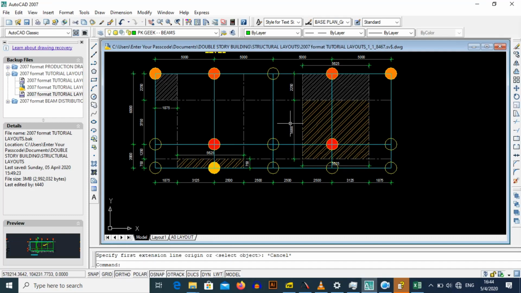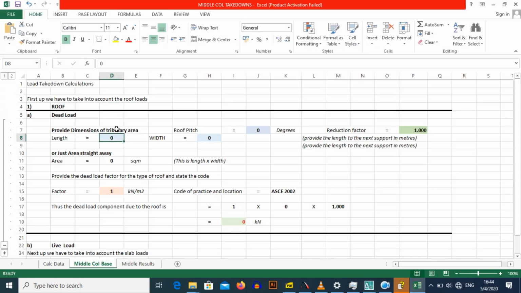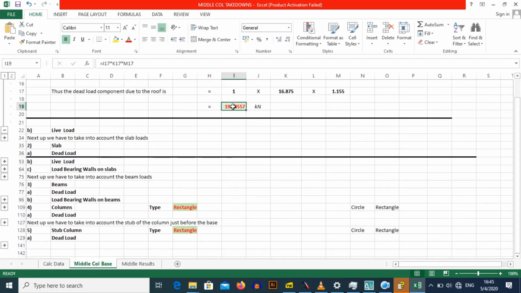So let's start. For the roof, provide dimensions of the tributary area. So we go to AutoCAD. We are at roof level, so it's 5.625 multiplied by 3. Then at the same time we need to provide the pitch of the roof. In our case, the roof is 30 degrees, so there's a reduction factor. This is the area it calculated for us, 16.875 square meters. Then the dead load factor is 1. I got this from the American structural concrete code, because SABS and BS did not have this. And the calculated load is 19.48557, which is coming from the roof for that section.